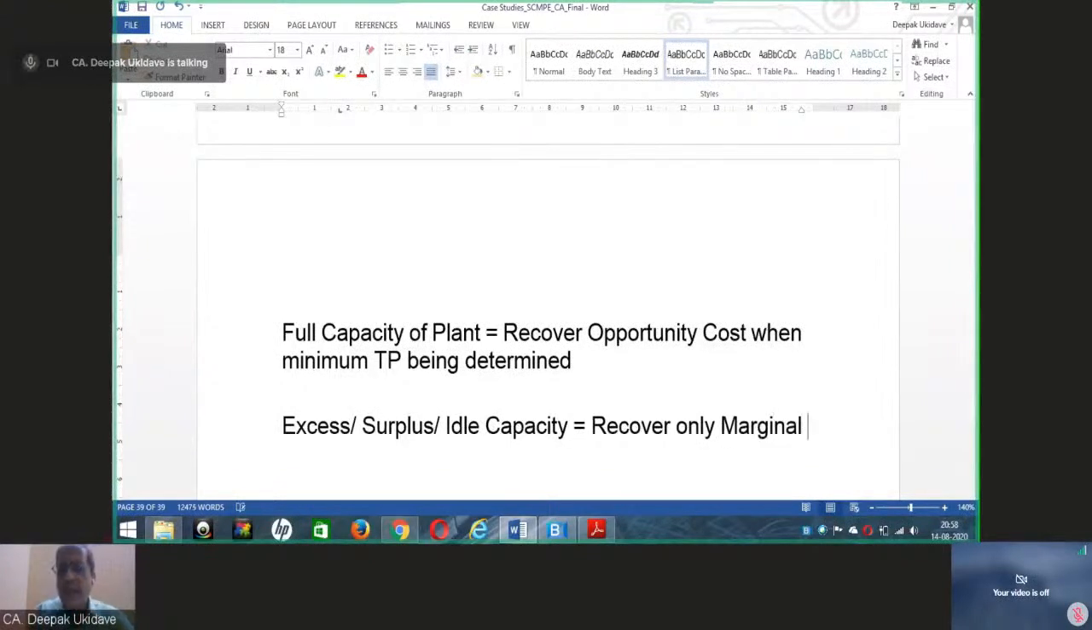As it is, you are selling freely. There is no demand for your product in the market. As it is, the product is not much in requirement in the market. So what to do with your idle capacity? At least cater to the internal customer. Keep your internal customer happy by making internal transfers at a price whereby you recover only marginal cost or only variable cost.